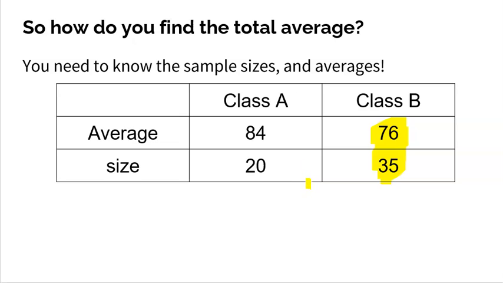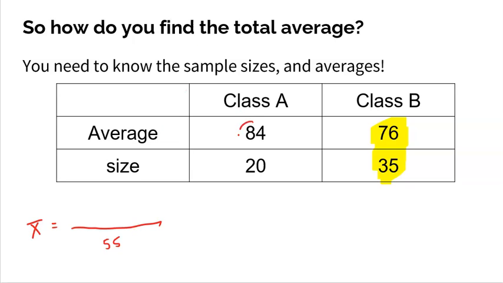So that value of 76 is weighted heavier. That means that the total average is actually going to be a little bit closer to the 76 than it is going to be to the 84. So how do we actually find the total mean for the entire group? Well, we need to know that there are 55 total students, right? If we're talking about a mean for a total number of kids, we kind of need to divide by the total number of kids. And for this, that would be 55, 20 plus 35.